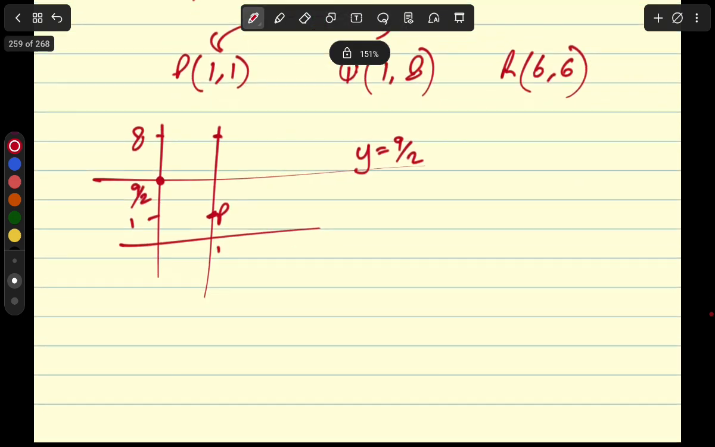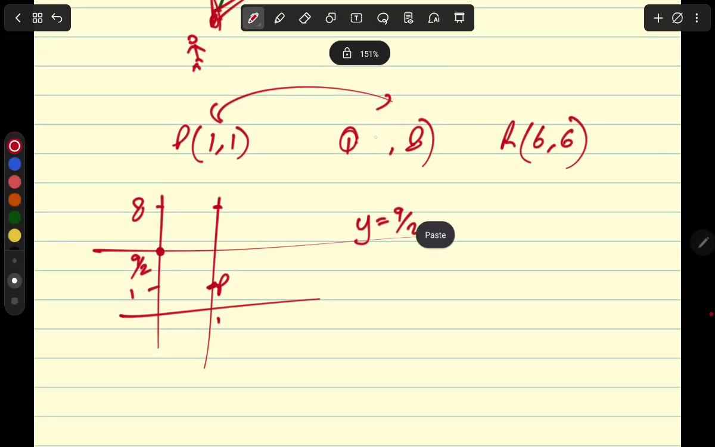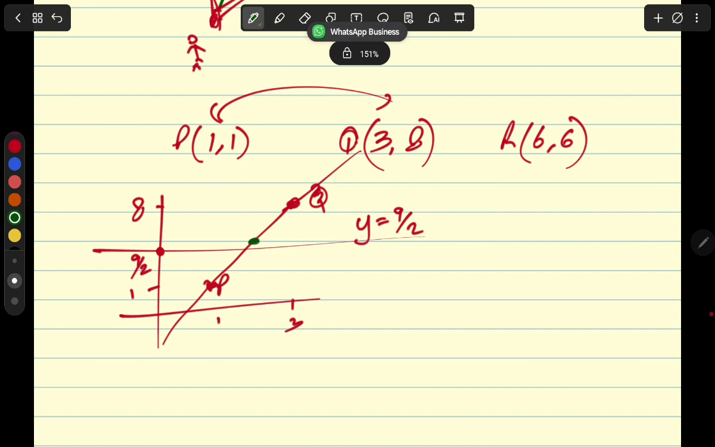Instead, if Q was, let's say, slightly different, if it was (3, 8), right? Now this (3, 8), Q is going to be somewhere here. And now if you had to find the equation of the perpendicular bisector of P and Q, then you would first find the midpoint of P and Q, which will be (2, 9/2), right?